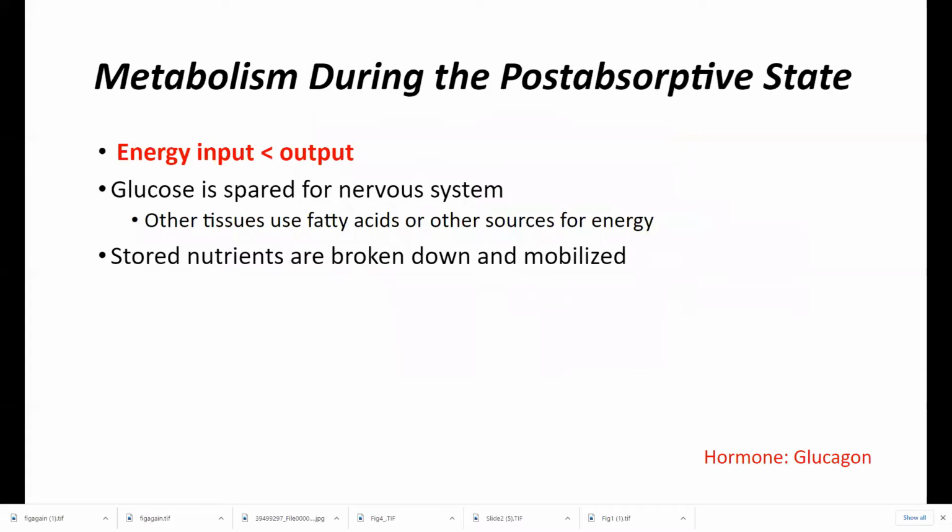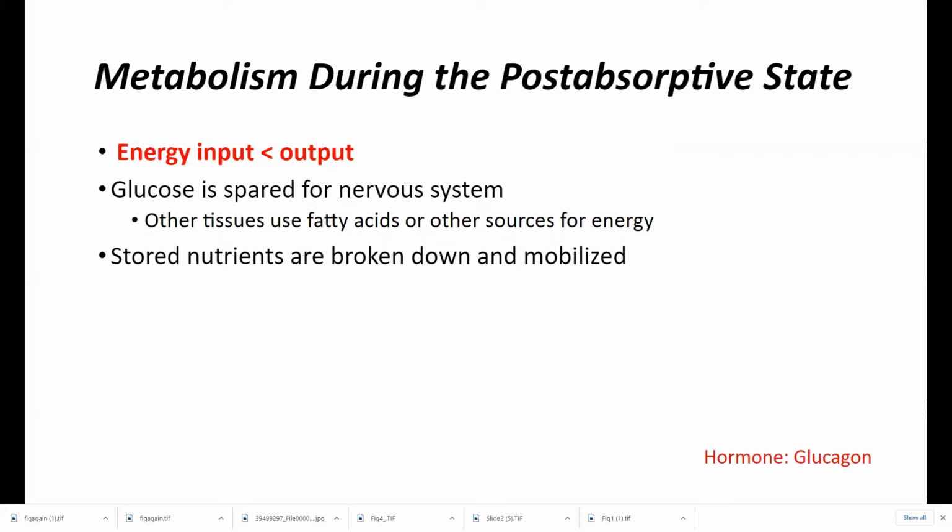The post-absorptive state is the opposite. So during our post-absorptive state, our energy input is going to be less than our energy output. Right? So we're not eating, we're not absorbing stuff, but we are still using a bunch of energy, right? Our body still has to function, even if it's been 6 hours since our last meal. So this means that we're going to save the glucose that we still have for the nervous system. So this is called glucose sparing.